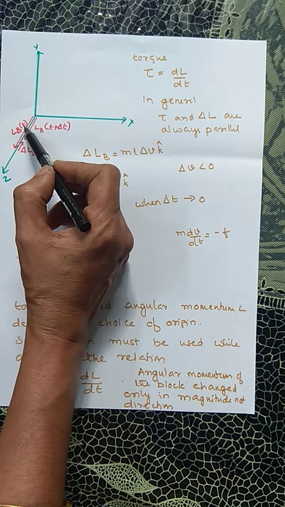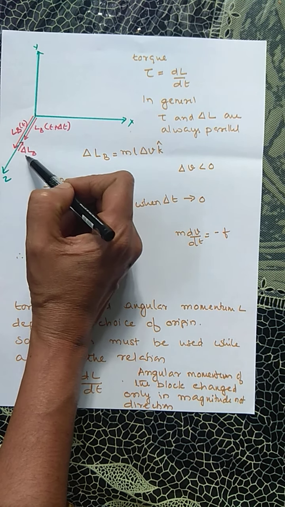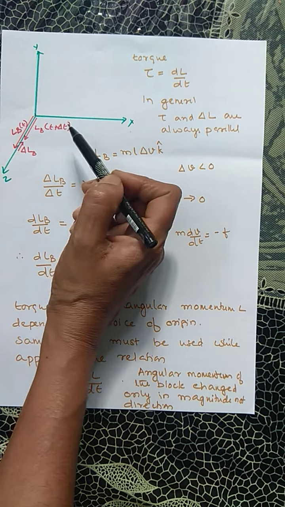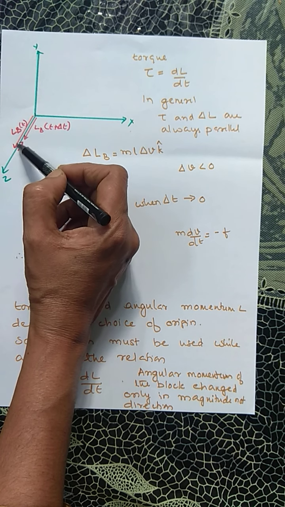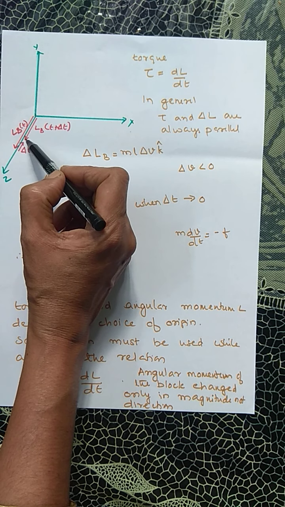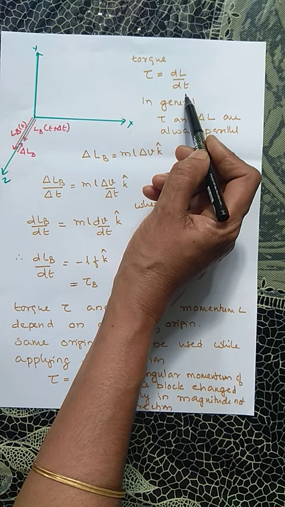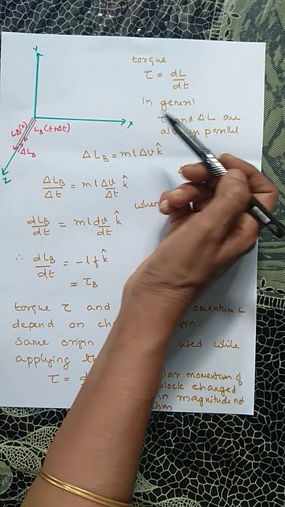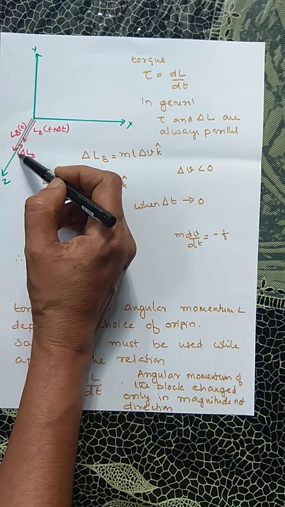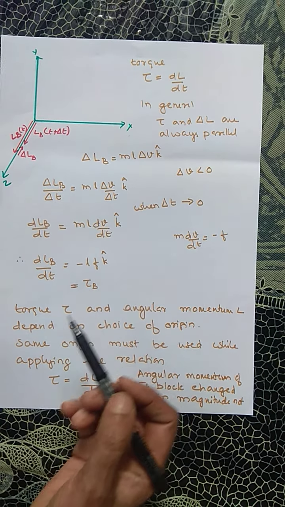The angular momentum at time t is LB. After a time delta t, it has decreased by delta LB and it becomes LB of t plus delta t. So initially the magnitude is this much, and after a time delta t, the magnitude has decreased to this much. Torque is the rate of change of angular momentum. We have discussed this in the previous class. And in general, torque and change in angular momentum are always parallel. You have seen this in the previous figure.